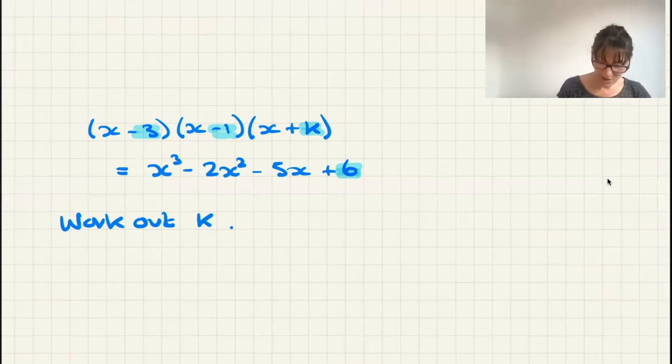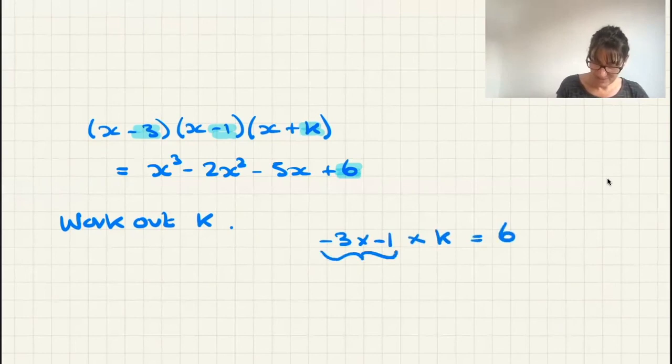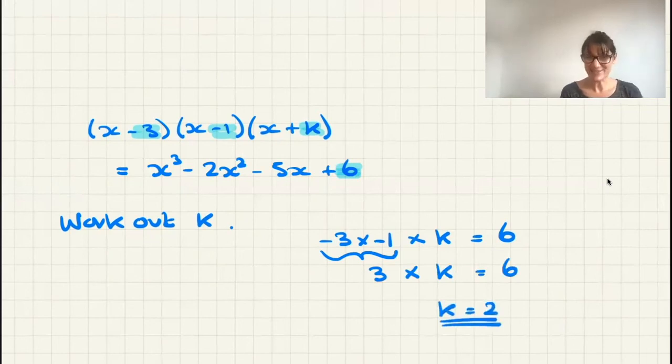So what I've actually got here is minus 3 times minus 1 times a number I don't know equals 6. Well, minus 3 times minus 1 is 3. 3 times a number I don't know equals 6. k has to be 2. And it is that straightforward.